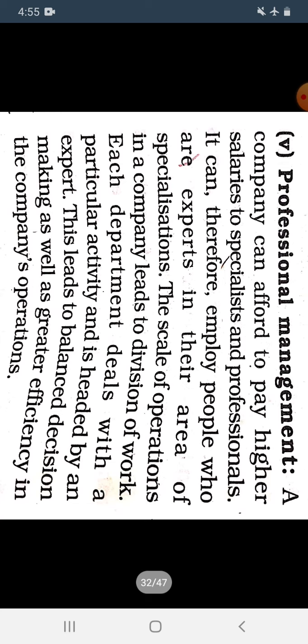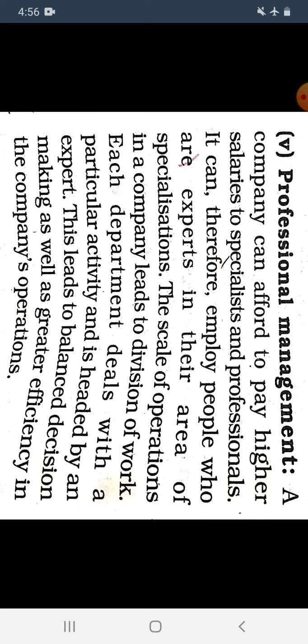Next is professional management. A company can afford to pay higher salaries to specialists and professionals. Okay, it can therefore employ people who are experts in their area of specialization. A company is capable of paying higher salaries to the specialists and professionals it employs, because a company has large financial resources and large financial investment, so it is capable of employing the best specialists, trained management and professionals, and therefore can provide the best salaries to them also.